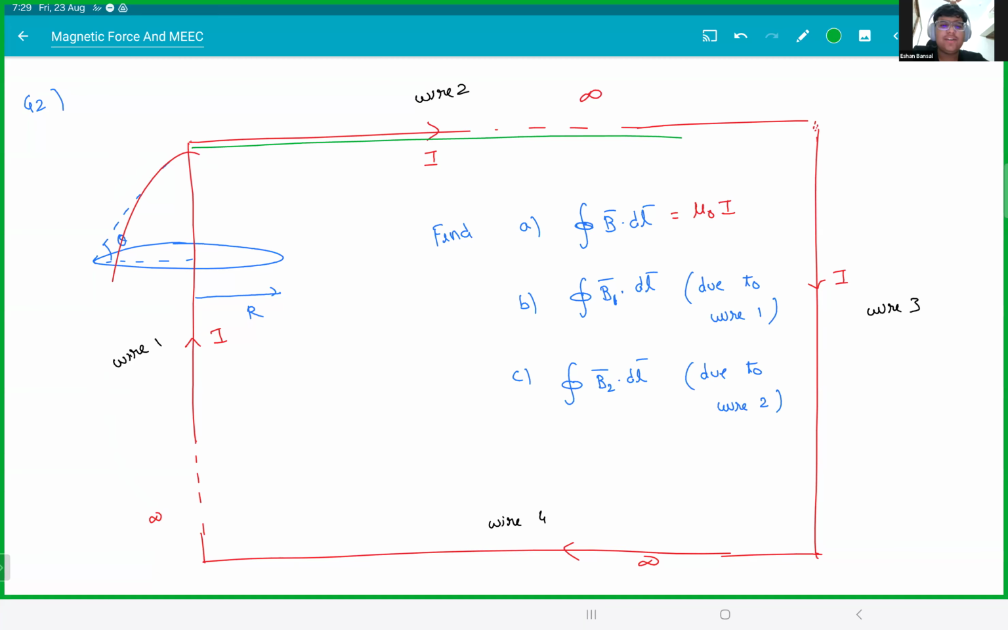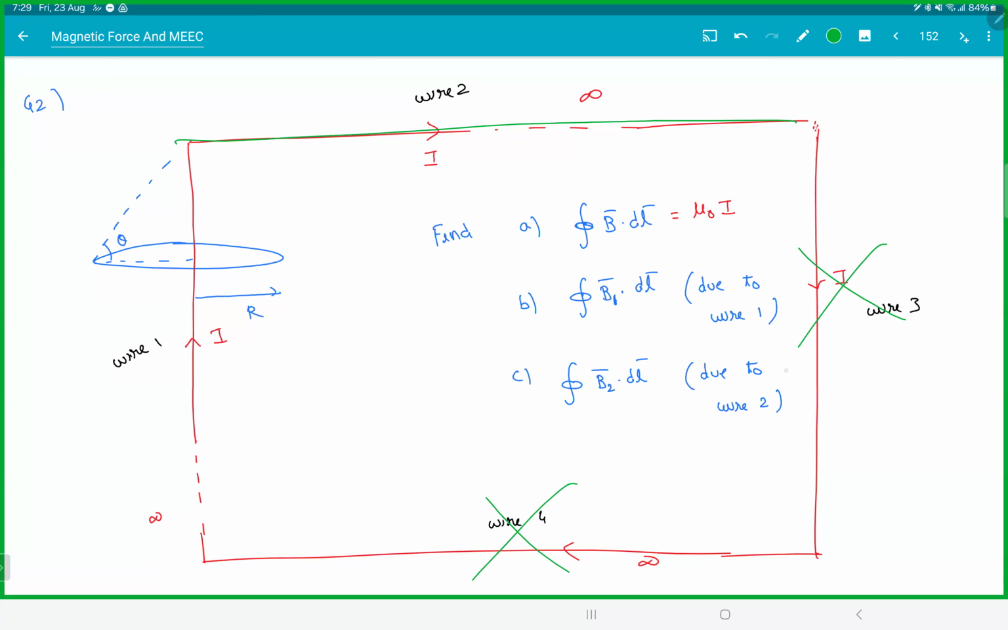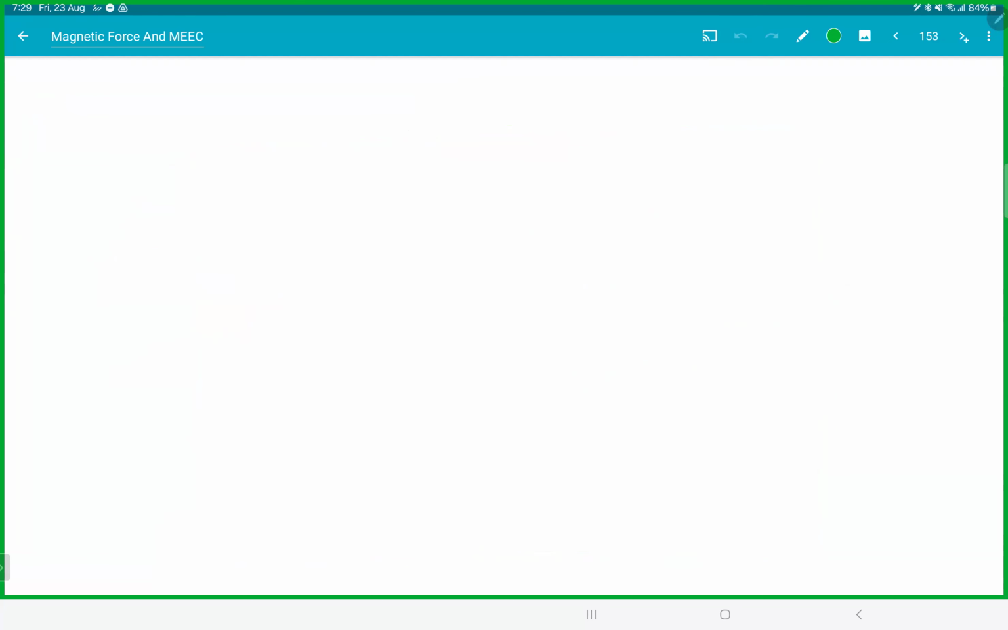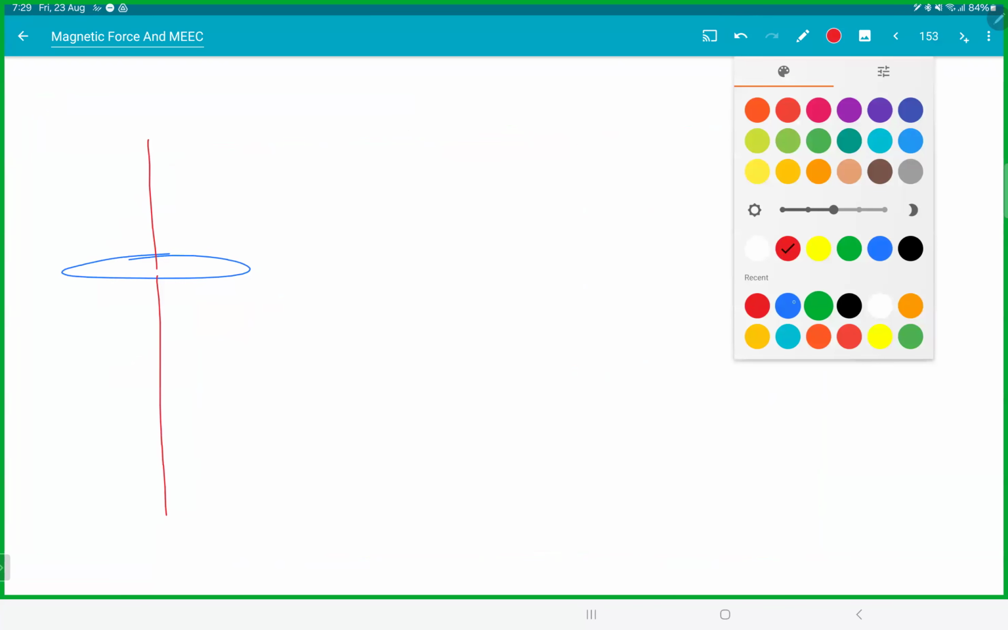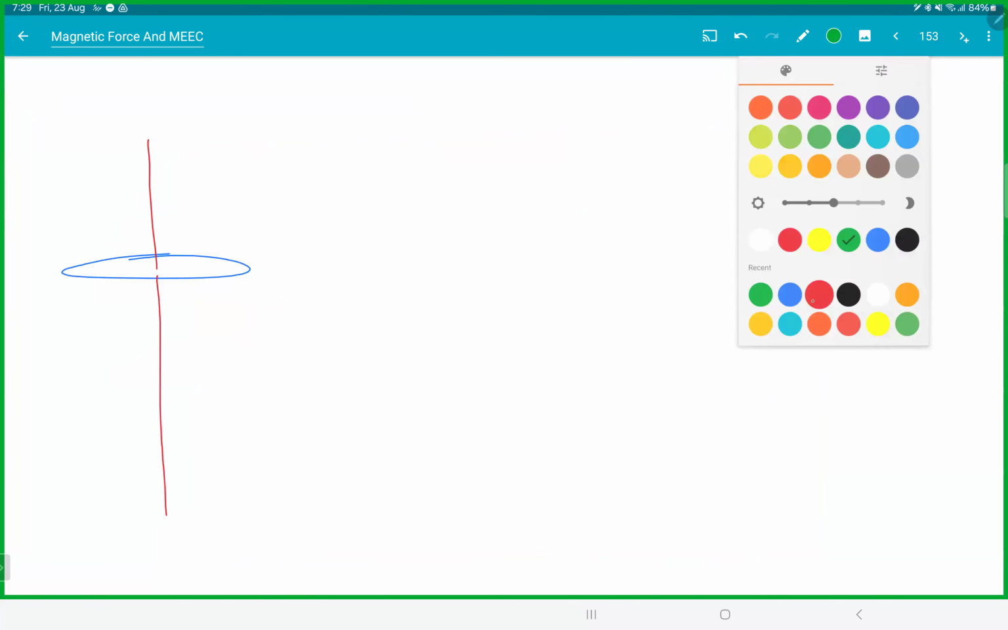Yes, even wire 2 is creating a magnetic field. Wire 4 is not creating any because of infinity, wire 3 is at infinity, so these two are gone, but wire 2's field is finite. So if you just want the field due to that wire, this is a finite wire formula, isn't it?